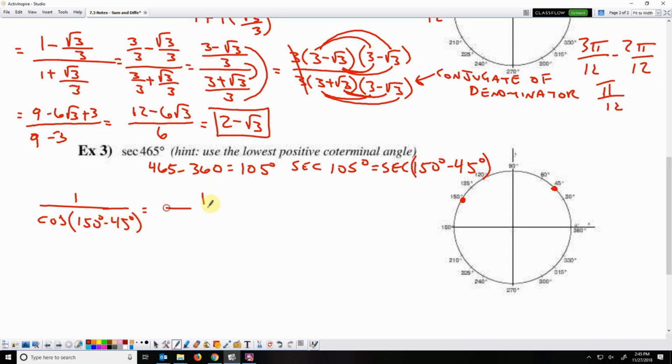So we're going to do 1 over the cosine sum or difference identity, which is cosine alpha, cosine beta. So that's cosine 150, cosine 45. And then it's minus or plus. I have a minus here, so I have a plus here. Sine alpha, sine beta. Sine 150, sine 45.